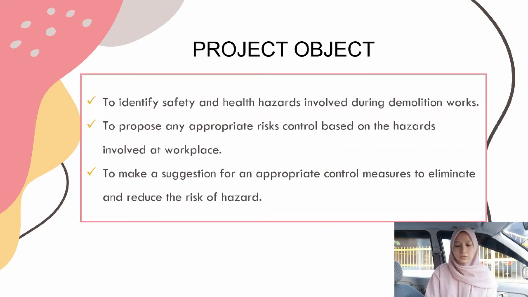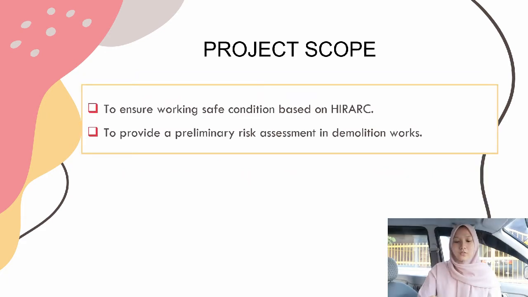The project objective is, first, to identify safety and health hazards involved during the demolition works. Second, to propose any appropriate risk control based on the hazard involved at the workplace. And the last one is to make a suggestion for appropriate control measures to eliminate and reduce the risk of hazard. For the project scope, it is to ensure a safe working condition based on the hierarchy form. Next is to provide a preliminary risk assessment in demolition works.